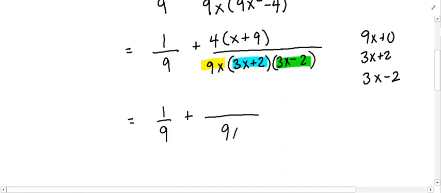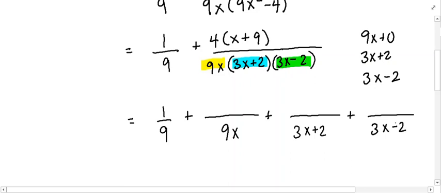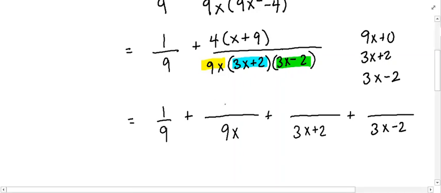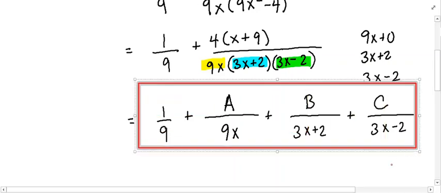So I'm going to have a fraction over x, a fraction over 3x plus 2, and a fraction over 3x minus 2. The question becomes, what goes in the top? Each of these factors is linear, degree 1, so the numerators will go down a degree to degree 0. The numerators will just be constants. This is the partial fraction decomposition for this particular original fraction.